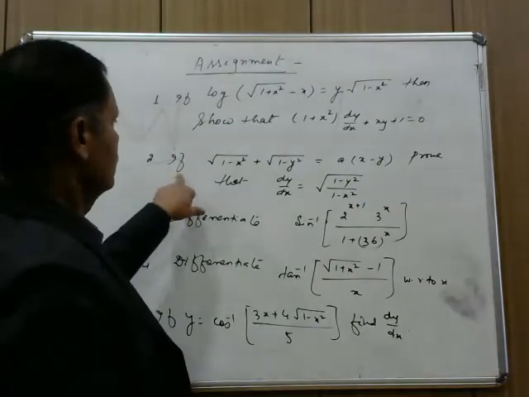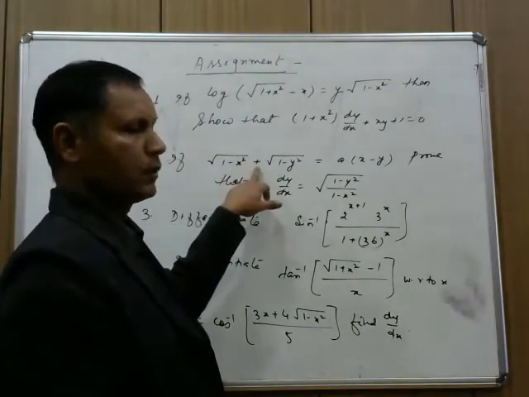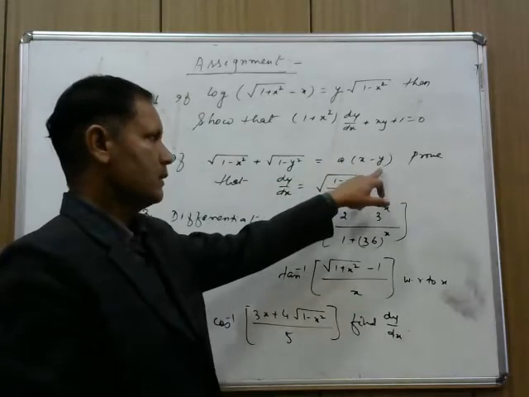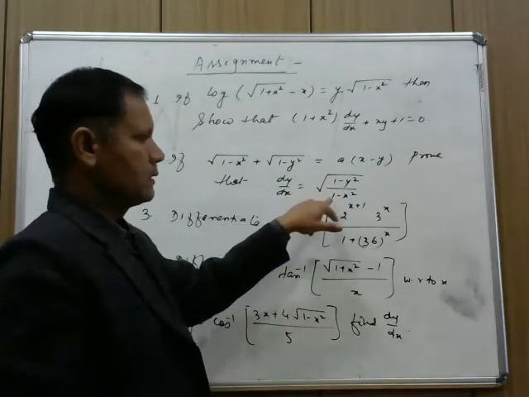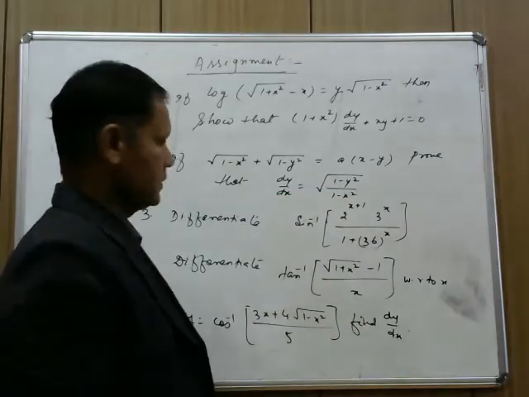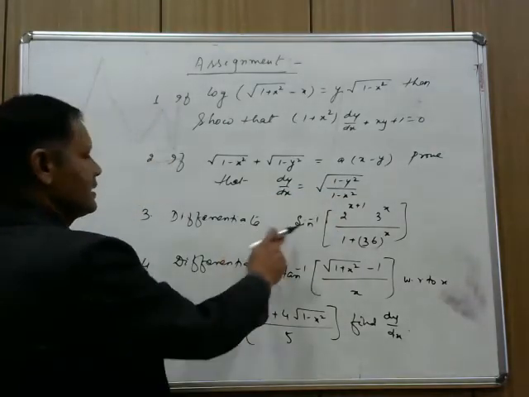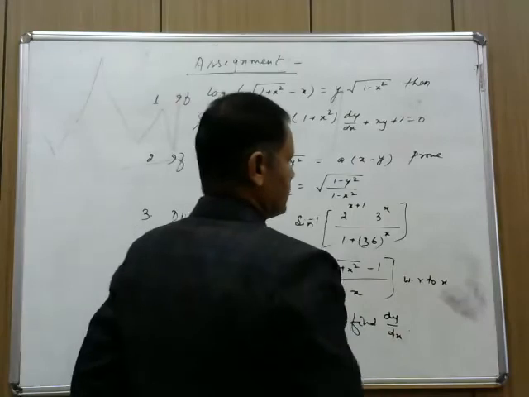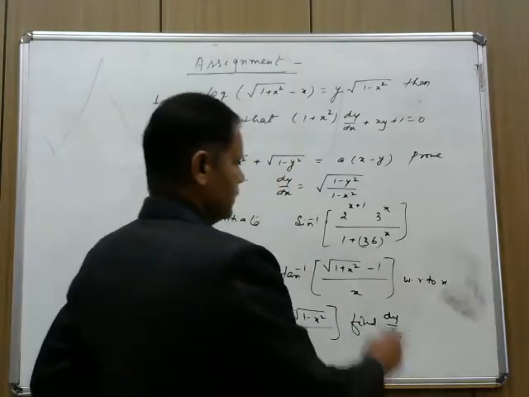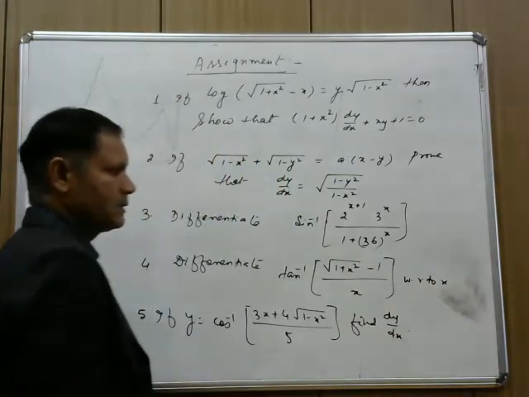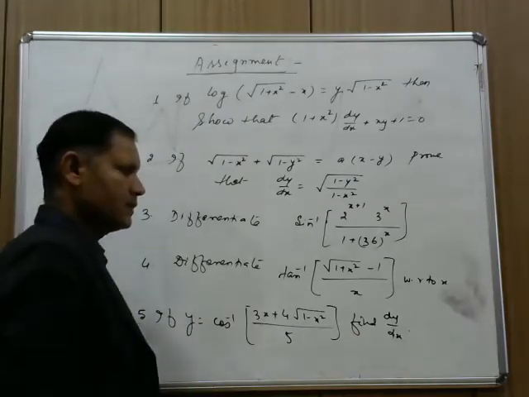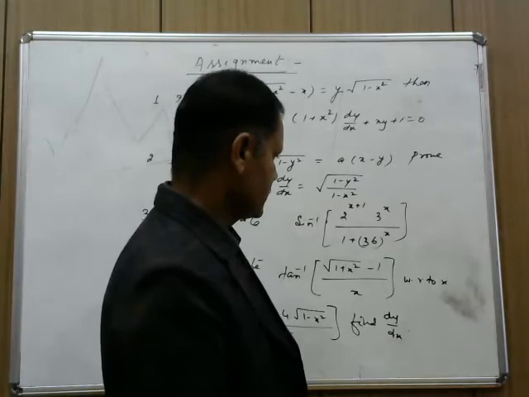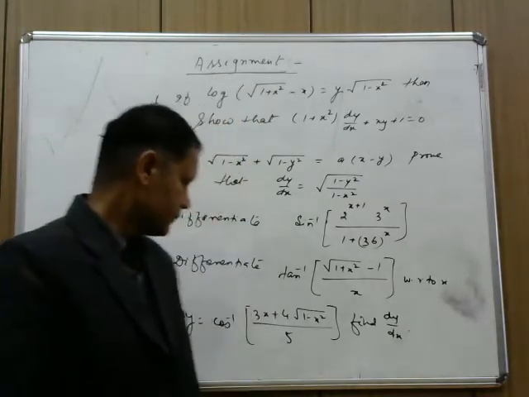Second is, if √(1−x²) + √(1−y²) is equal to a(x − y), then prove that dy/dx is equal to √(1−y²) upon √(1−x²). The third is, differentiate sin⁻¹ of (2^(x+1) · 3^x) divided by (1 + 36^x). Fourth question is, differentiate tan⁻¹ of (√(1+x²) − 1)/x with respect to x.